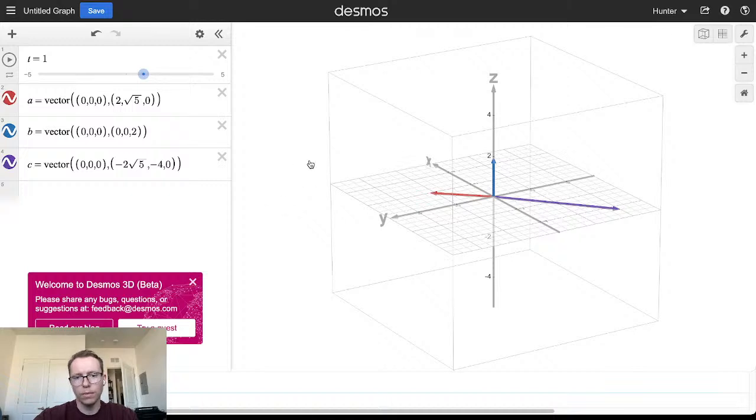And wait, what's even the question? Find A cross B, okay. Well, A cross B is here. I mean, I kind of made up A though. No, yeah. I kind of made up A.